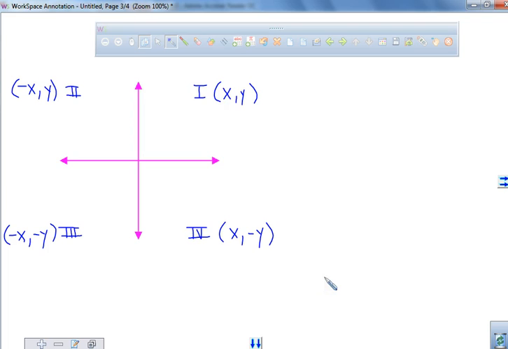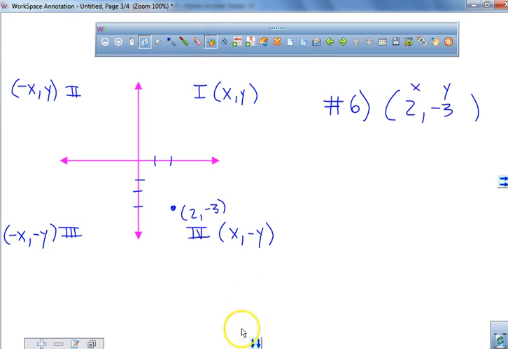By the way, could you tell me, in problem number 6, what is our ordered pair? 2, negative 3. That's your x. That's your y. Let's just use this chart right here. Go over 2 units and down 3, and put a point right there. And let's call that point (2, -3).